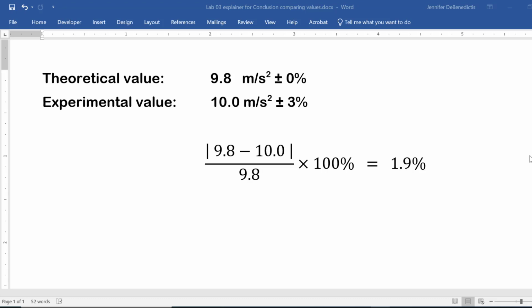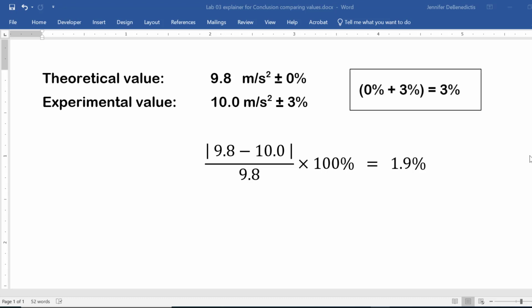The way in which you determine that is first you find the sum of your uncertainties. So 0% for the theoretical value plus 3% for the experimental value gives you a total uncertainty of 3%. Now that's the maximum amount of deviation between our values that we're expecting to get based on the equipment we used. So whatever our values are, they're not supposed to differ from each other by more than 3%. The percent discrepancy that you calculated here, that's a measure of how far different your two values are.